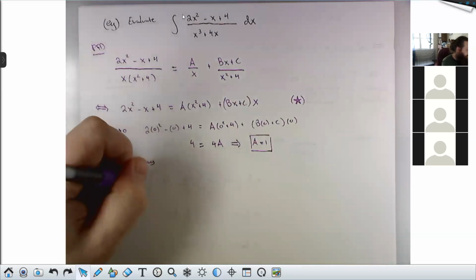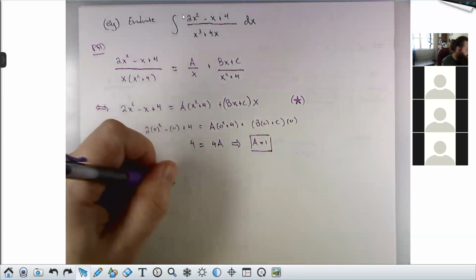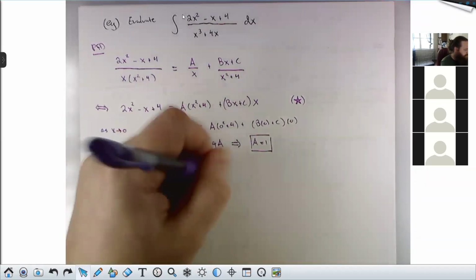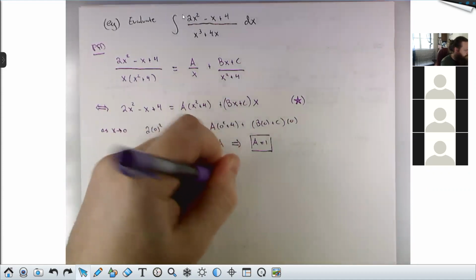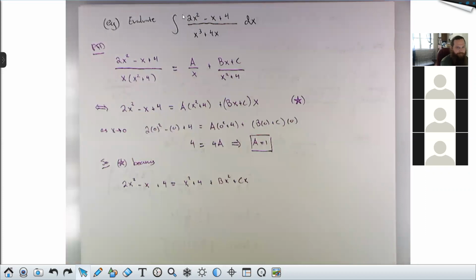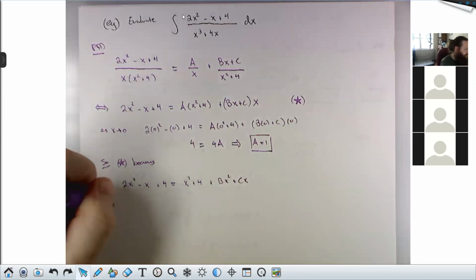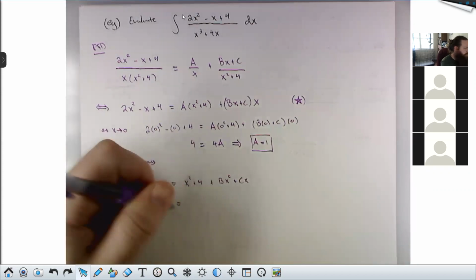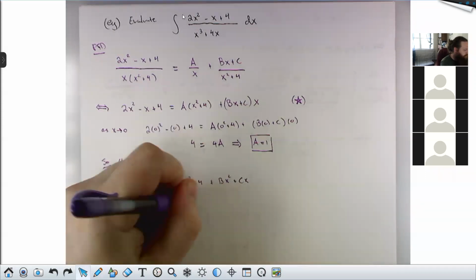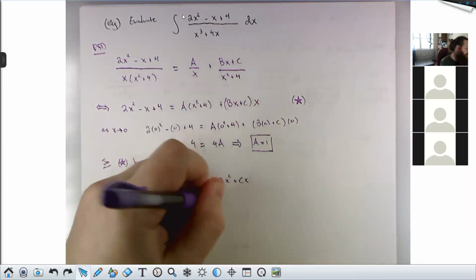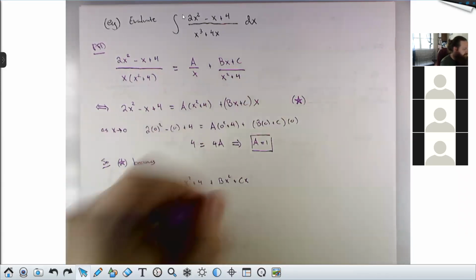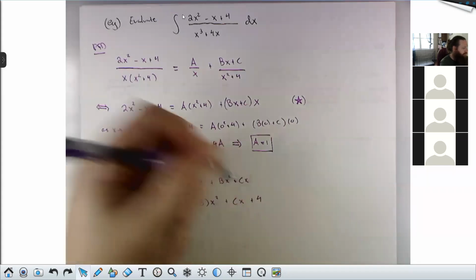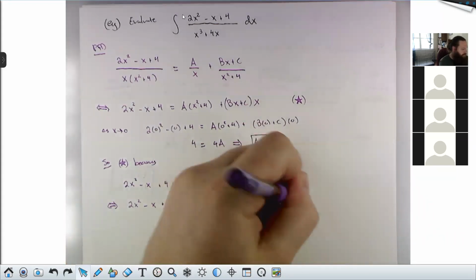So star becomes 2x squared minus x plus 4 equals, A is 1, so this is just x squared plus 4 plus, I'll distribute the x, I get bx squared plus cx. And this is equivalent to 2x squared minus x plus 4 equals x squared plus bx squared, is again 1 plus b times x squared. I'm just combining like terms. Plus cx plus 4. And now we can equate coefficients. Usually I call this 2 star.